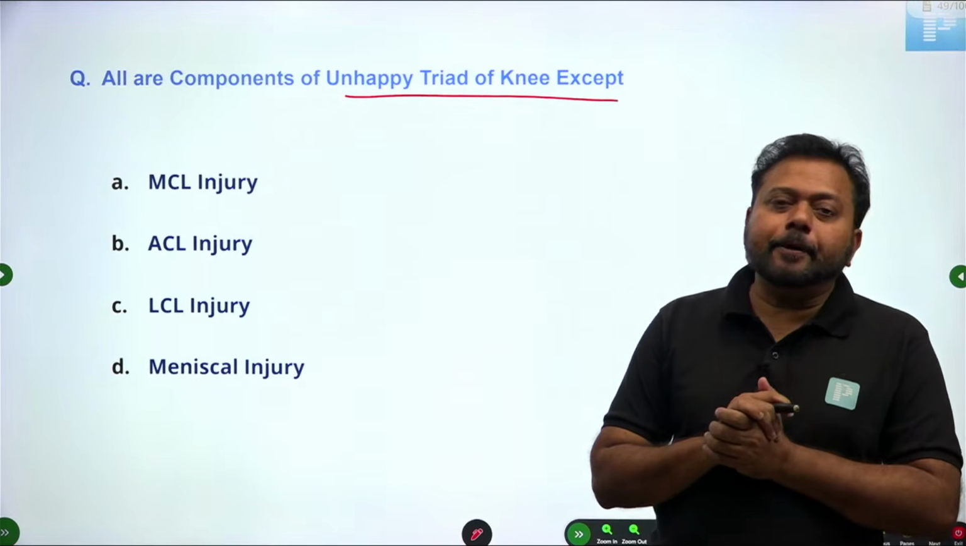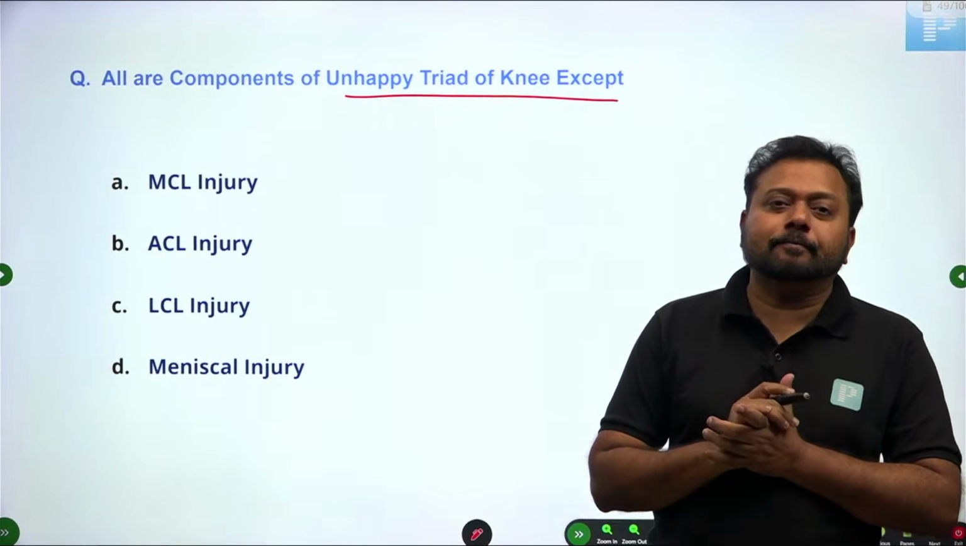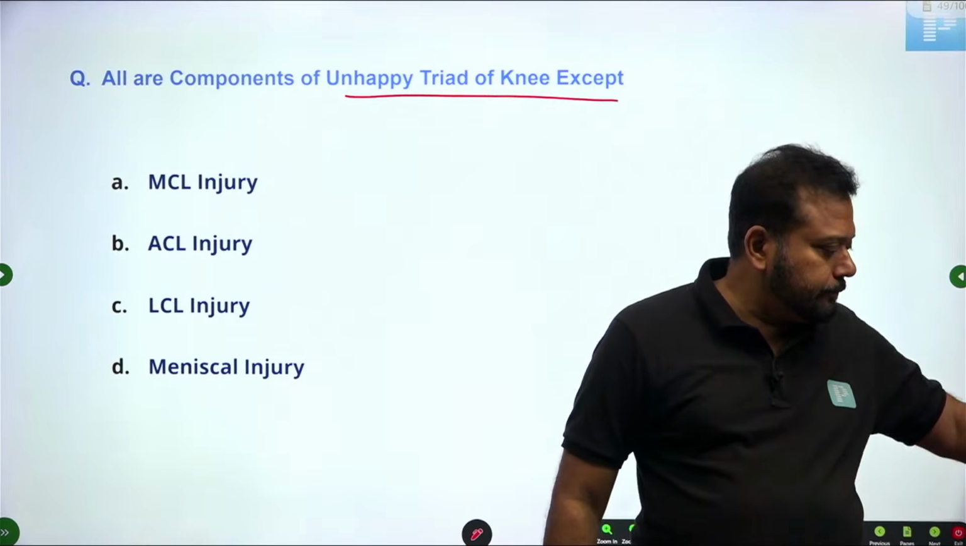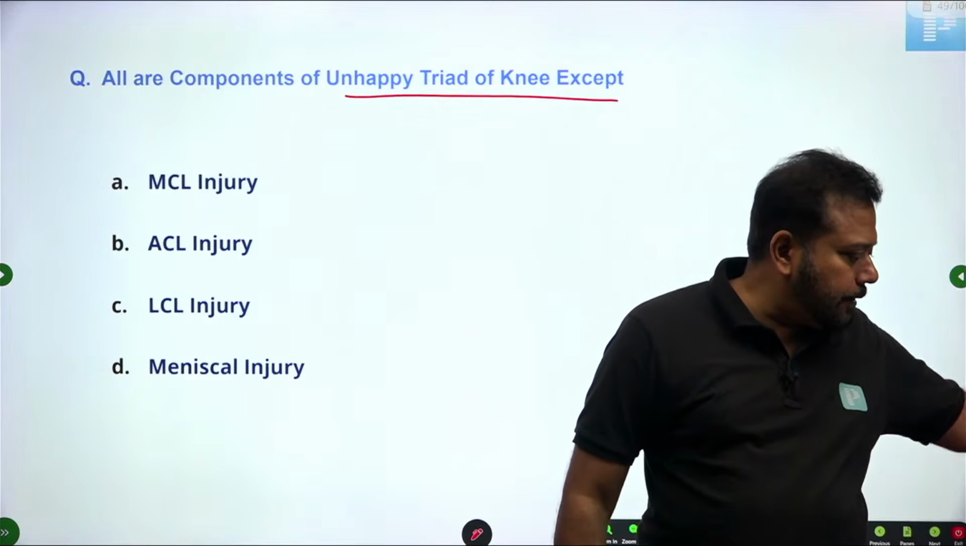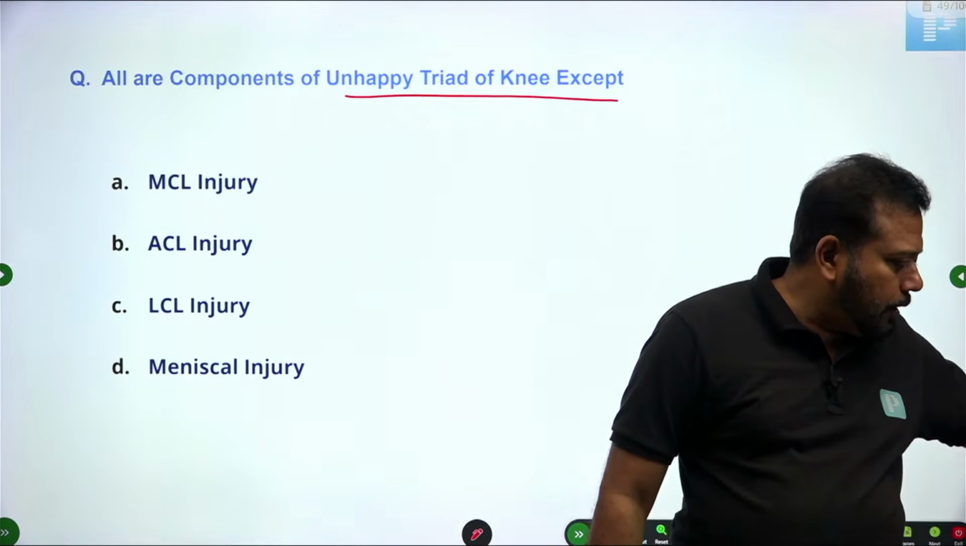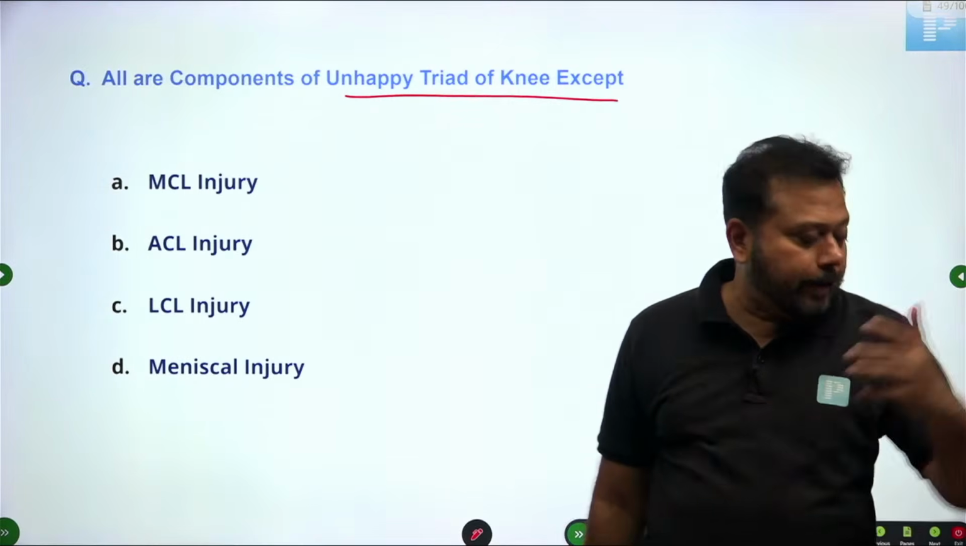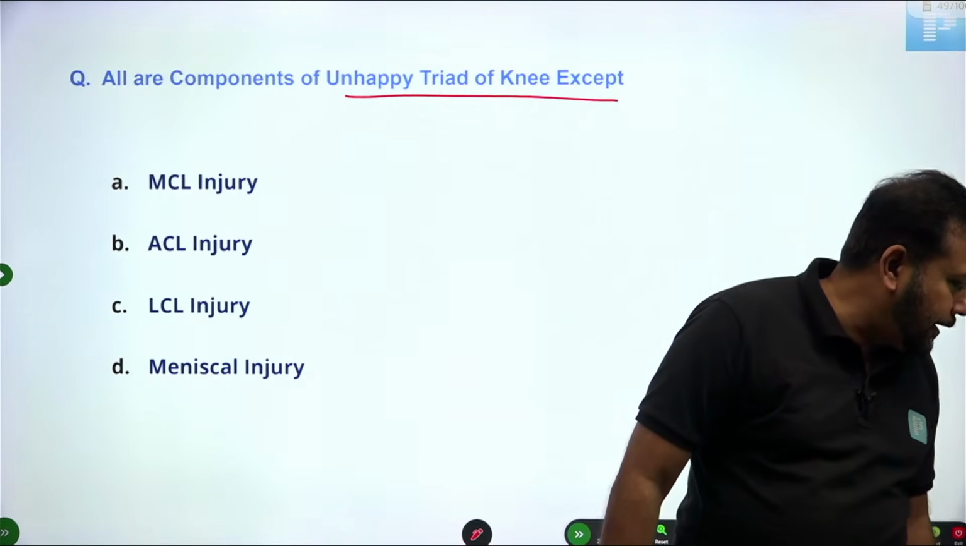This is called unhappy triad. This other is called terrible triad of the knee. Terrible triad. Marvelous, man. Superb. A majority have answered excellently.